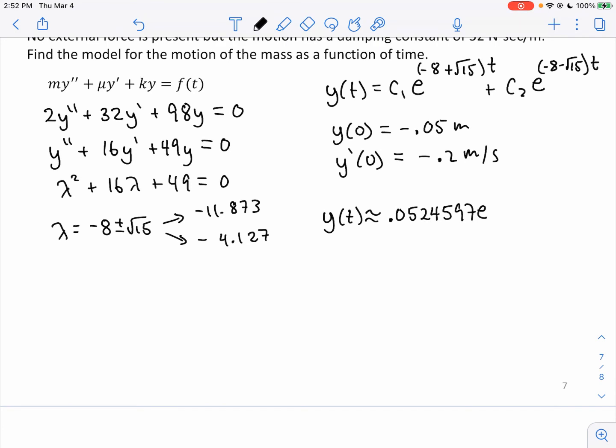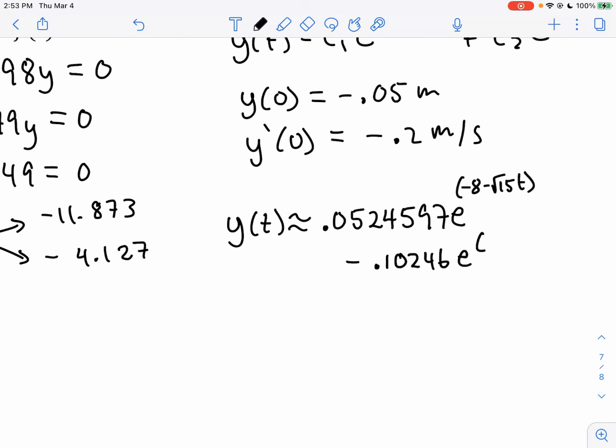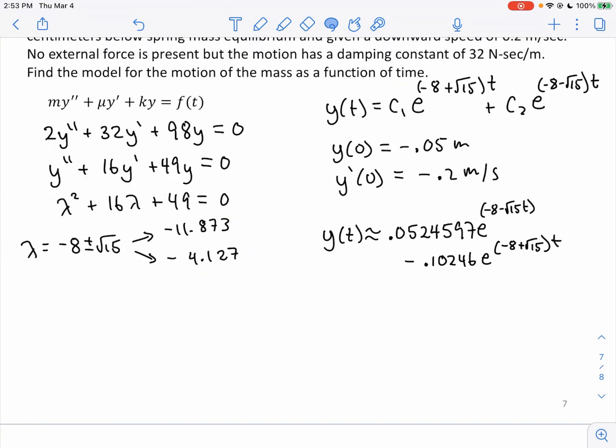E to the first one, so negative. Well, actually, this coefficient is the coefficient of C2, so it's actually that one there. Just want to make sure that's clear. Negative 8 minus rad 15 t, and then minus 0.10246 times e to the other lambda t, which is negative 8 plus rad 15. Let me move this stuff around so I can write this all in one line instead.